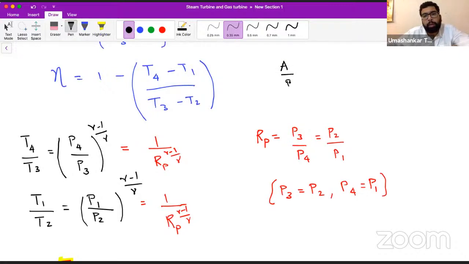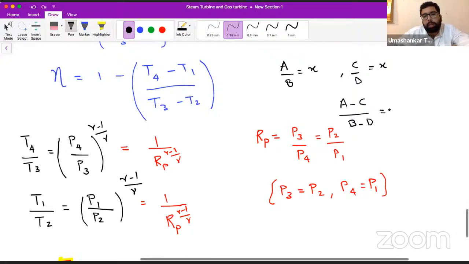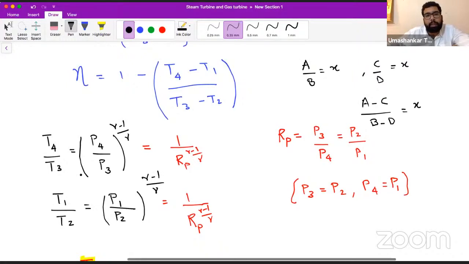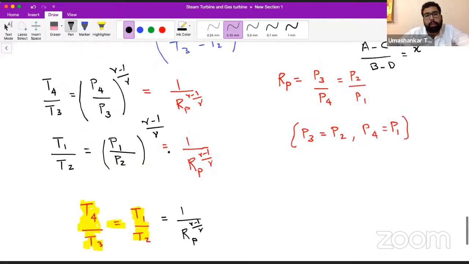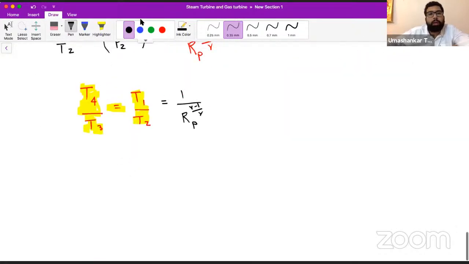So what does componendo dividendo tell us? If a by b is x and c by d is also x, so the difference between numerator of these two and denominator of these two and their ratio, meaning (a minus c) divided by (b minus d), will also be equal to x. So if you observe, same kind of thing is happening here. See, T4 is here, T4 is here, T1 is here, T1 is here, T3 is here, T2 is here. So let me directly use this concept of componendo dividendo.